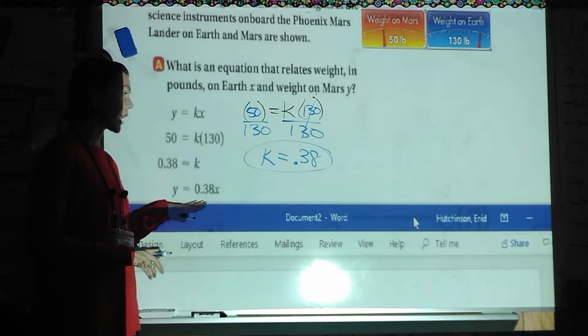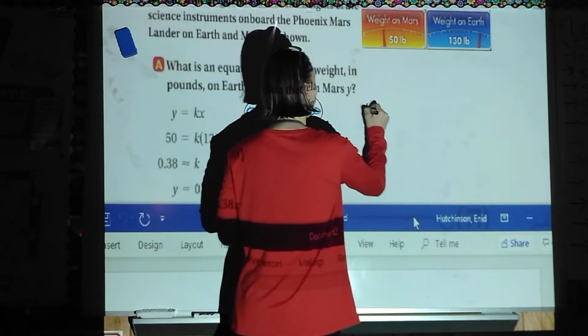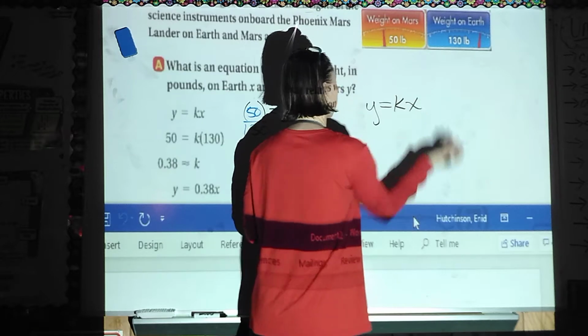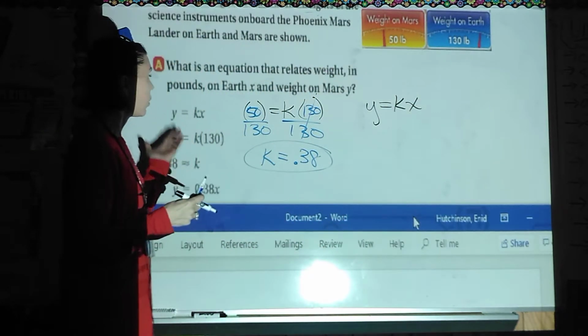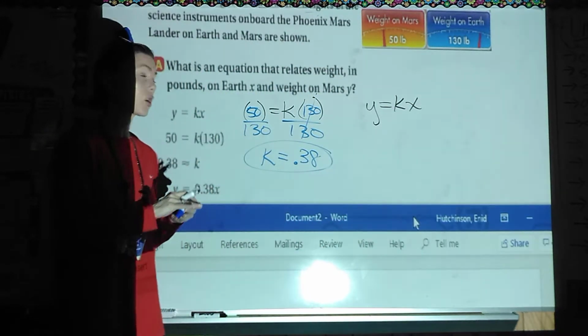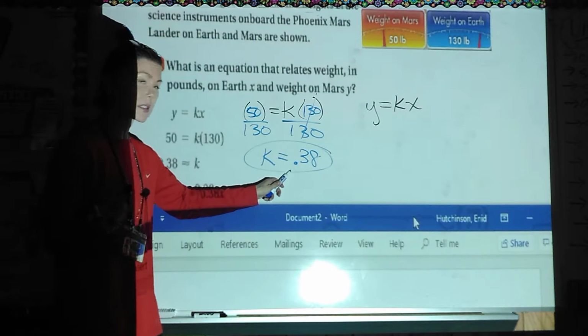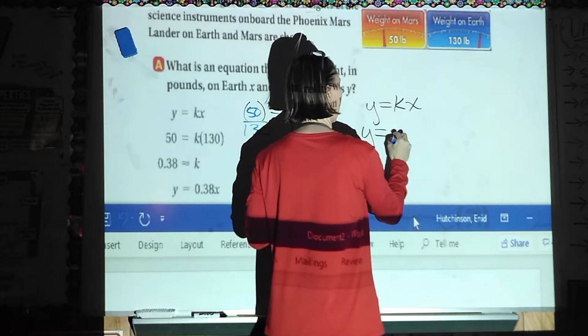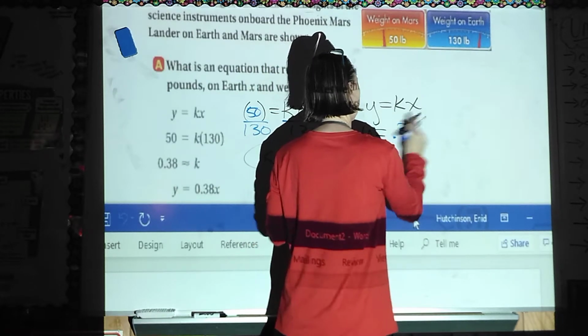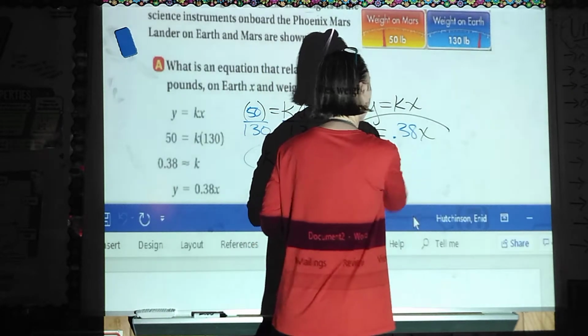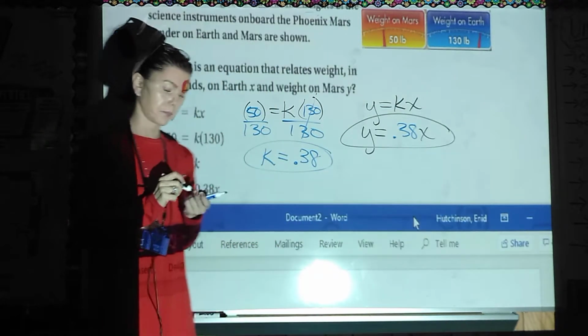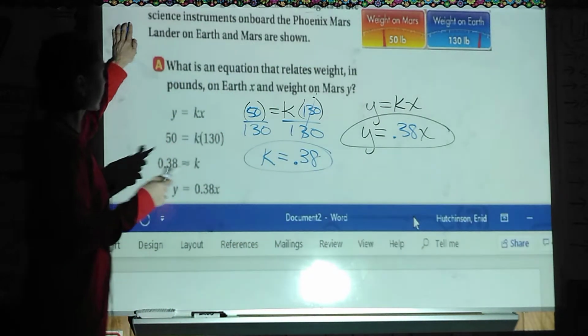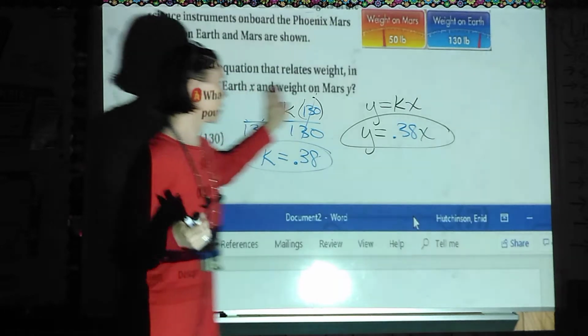And then you have to write it in y equals kx form. What is the equation? Well, now that you know what the constant is, you can just fill it in for k. y equals 0.38x. You wrote your equation. All right, now we're going to take it a step further.